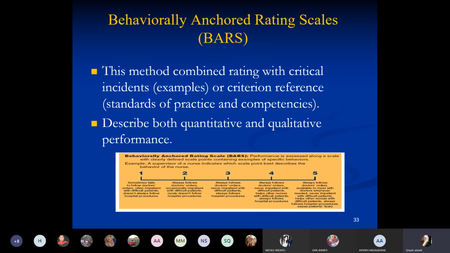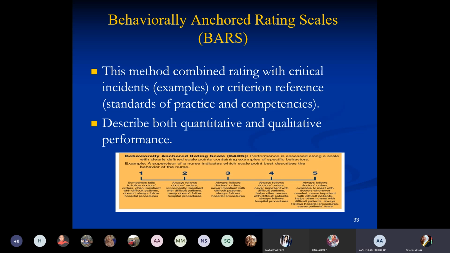we have here the behavioral anchored rating scale, BARS. This is an example of BARS. From its name, behavioral, that means your supervisor or your manager will observe your behavior as a nurse. Behaviors indicate standards, practice, competencies, and how you behave toward these practices or these standards. For example, the way of communication with the doctor, how you interact with the physician, from 1 to 5. Infection control, how you perform infection control, from 1 to 5.